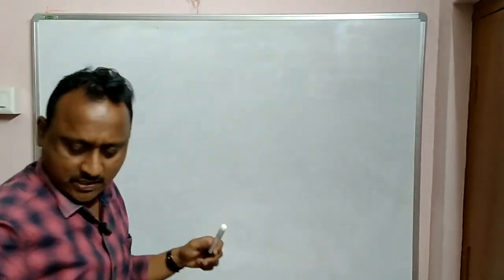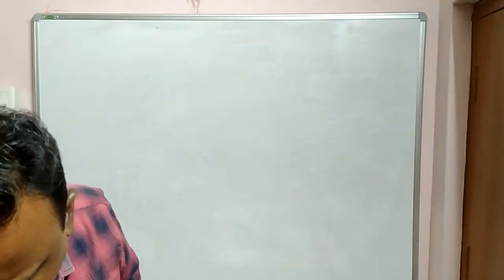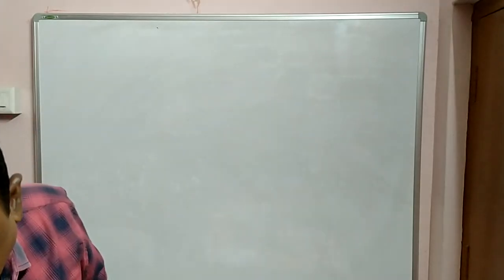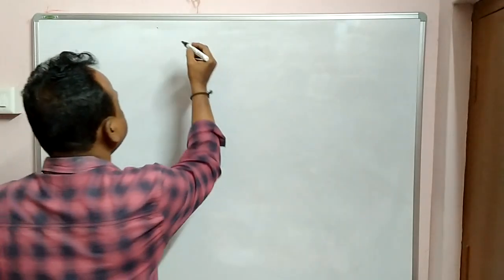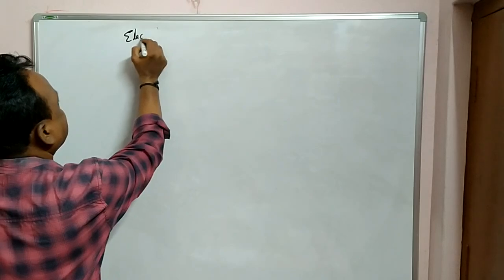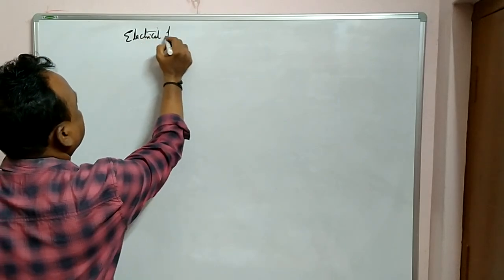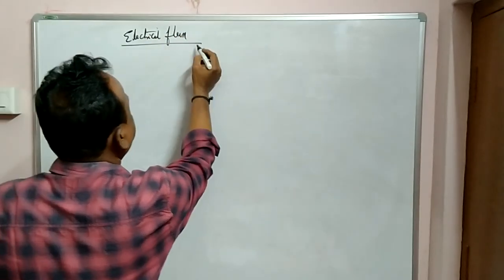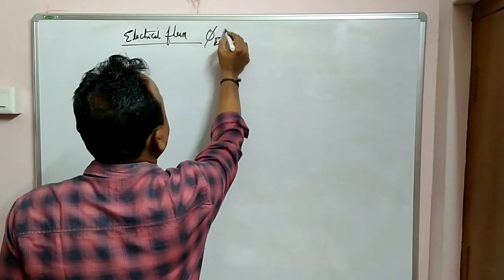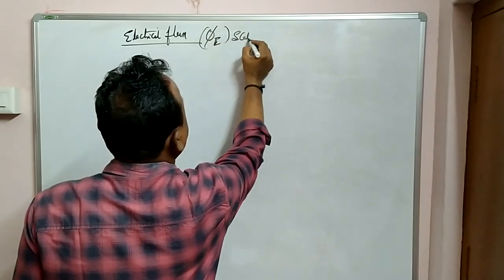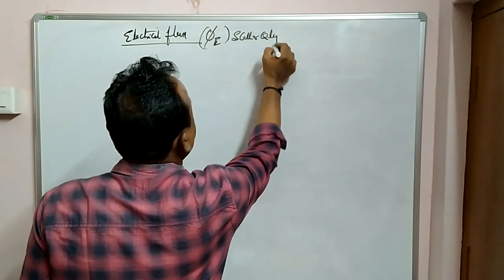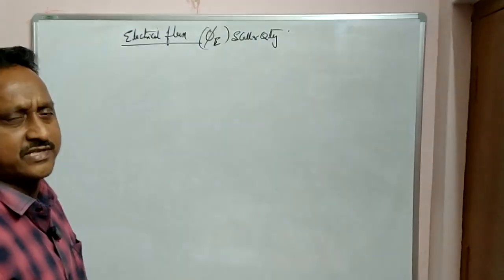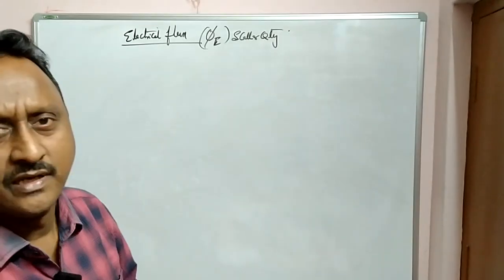Clear? So now we are coming to the most interesting topic, that is electrical flux. Just like magnetic flux, electrical flux, phi E. It's a scalar quantity, please. It doesn't have any direction. It has only magnitude. Okay?